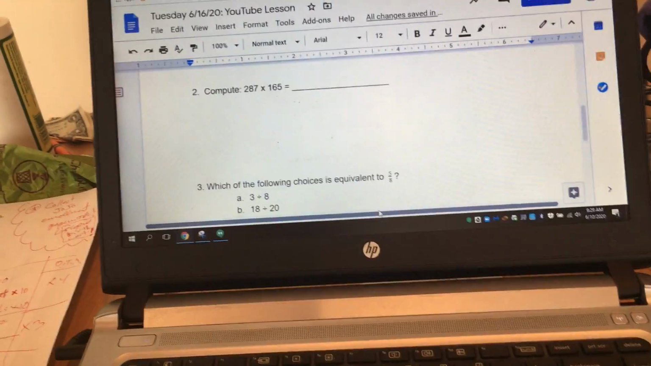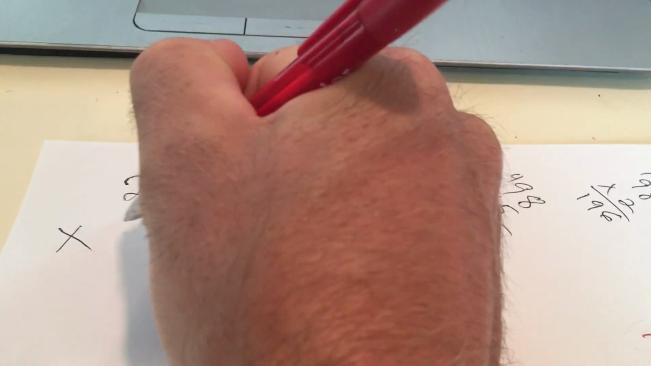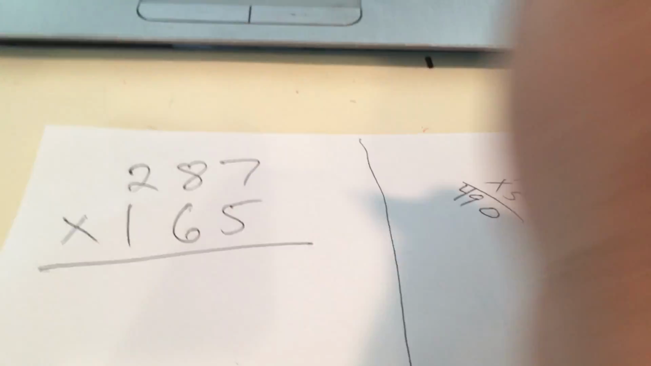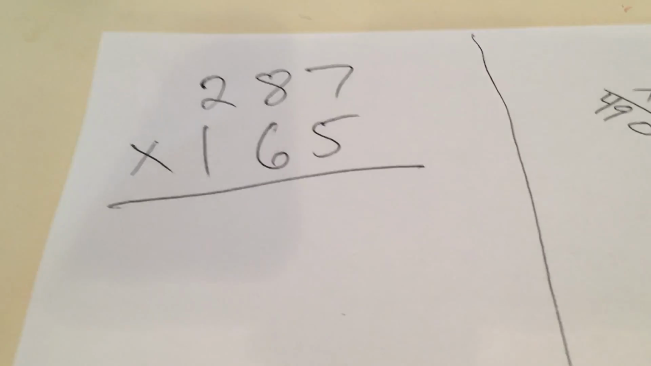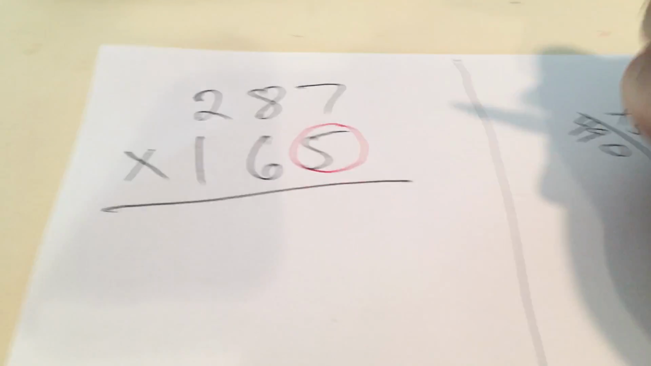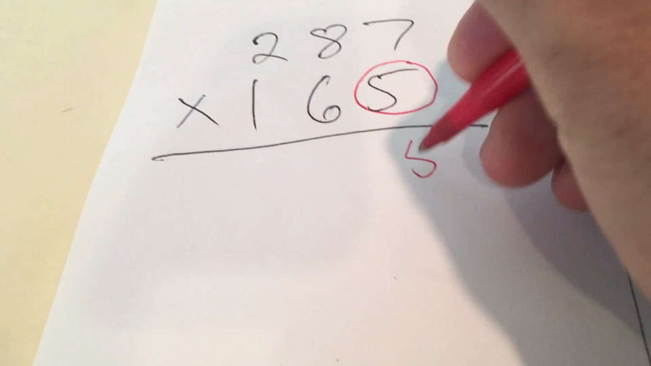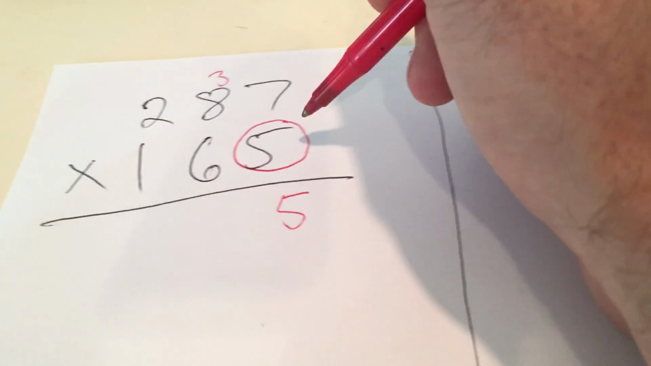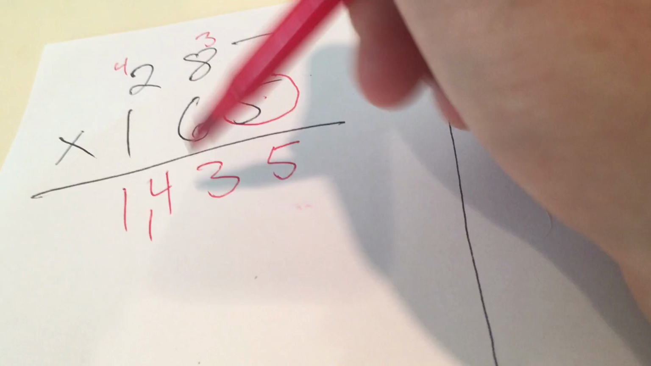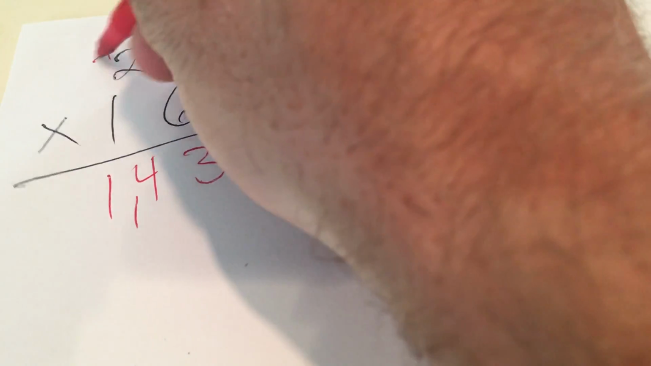Let's see. Number 2 says compute 287 times 165. I'm going to start in the ones place in the bottom right hand corner. We're going to basically ignore the 160 right now. We're just going to do 287 times 5. So 5 times 7 is 35. 5 times 8 is 40, plus the 3 we carried makes 43. 5 times 2 is 10, plus 4 makes 14. We just write 14 like that because there's no more numbers here to multiply.